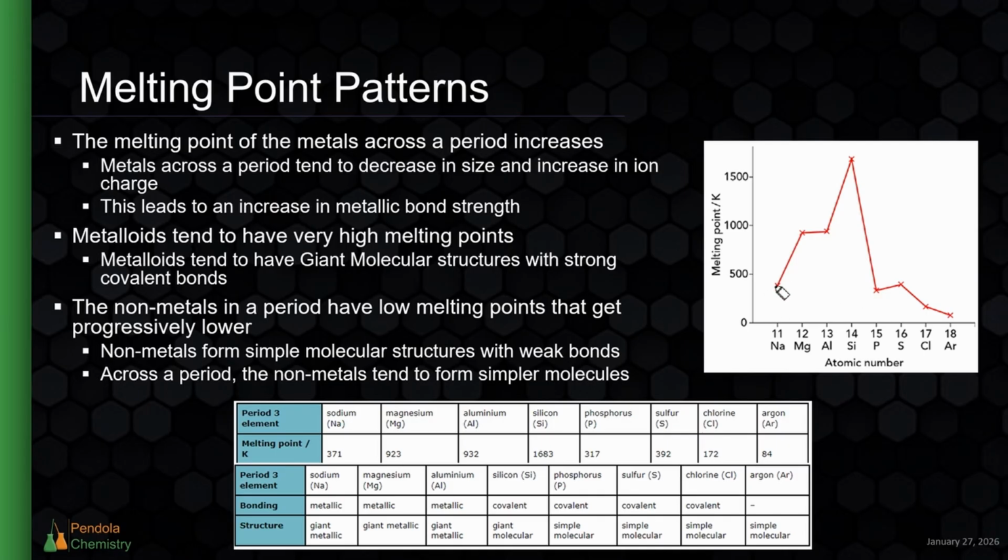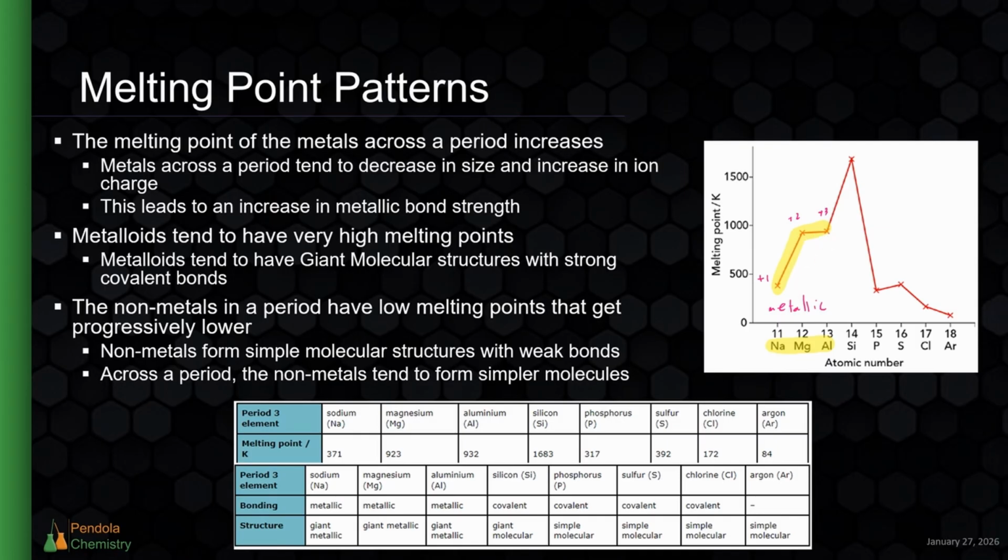So we can see that for sodium, magnesium, and aluminum, in general, the melting point is going to increase. And again, that's because these are metals, and so we have metallic bonding. The charges are going to increase: it's +1, +2, and +3. And the sizes do get slightly smaller.